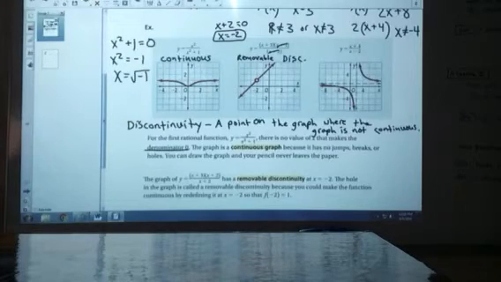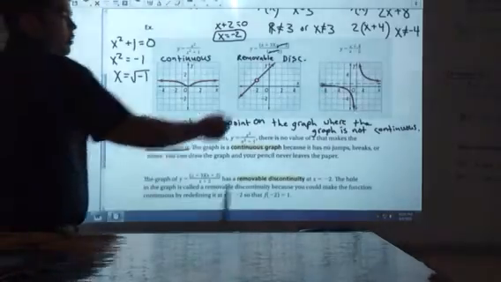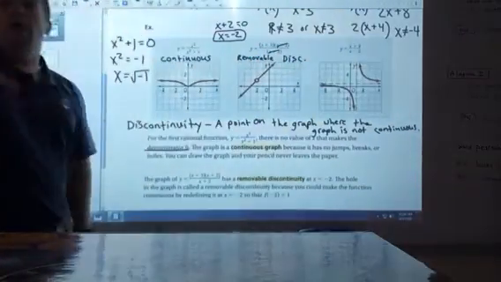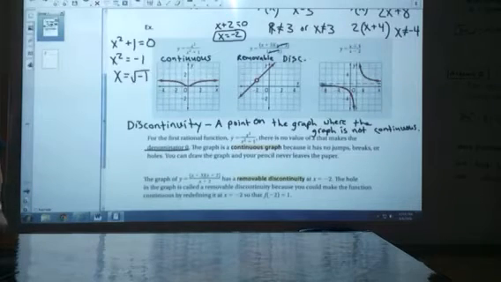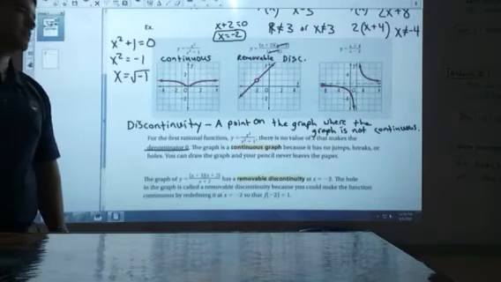Maybe if it helps you remember, you can remove these two things from the equation, right? You can remove the two pieces from the equation by canceling them. So maybe that's how you can link removable discontinuity, remove them from the equation. Maybe not.